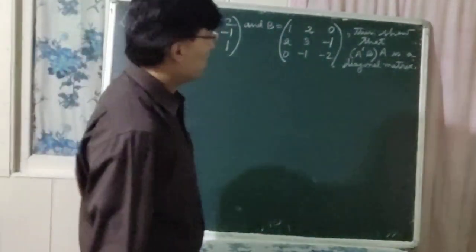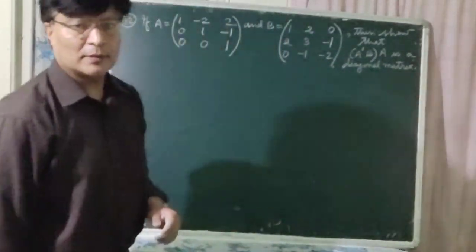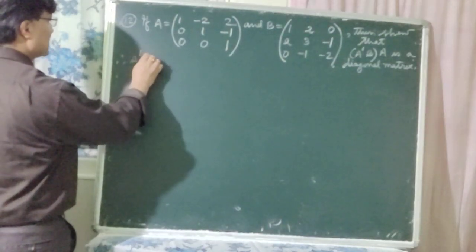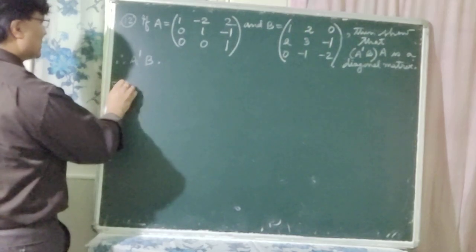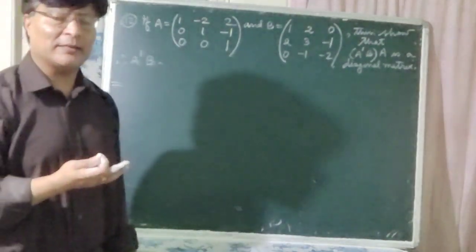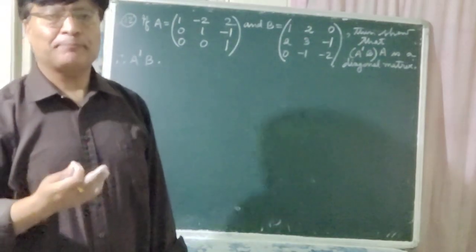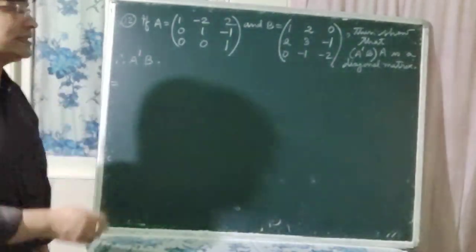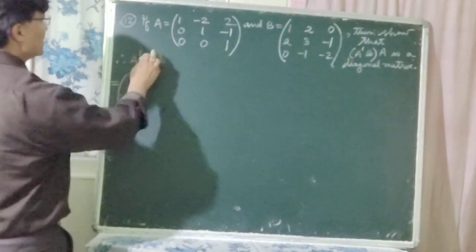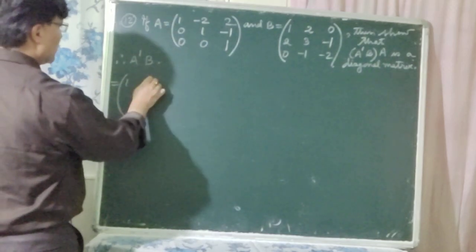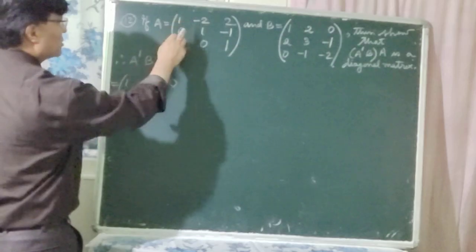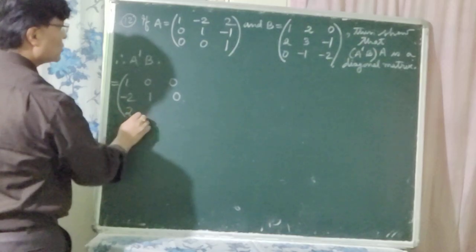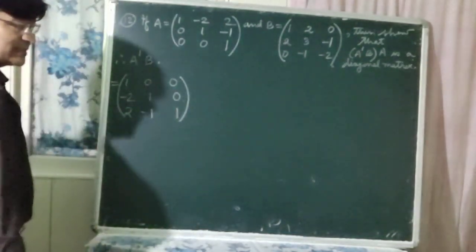Now first of all, let us find out A dash B. Now you know what is A dash? A dash is the transpose of the matrix A. How can you get the transpose of the matrix A? In the given matrix A, you have to change rows into columns and columns into rows to get A dash. So now what is A dash here? 1, 0, 0 is the first column, so this will be the first row: 1, 0, 0. Second row, minus 2, 1, 0. What is the third row now? It is 2, minus 1, 1. That is your A dash.